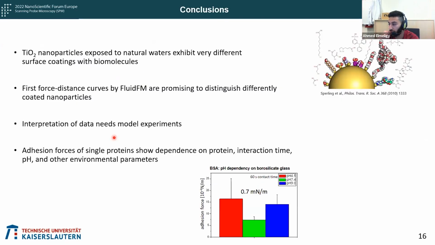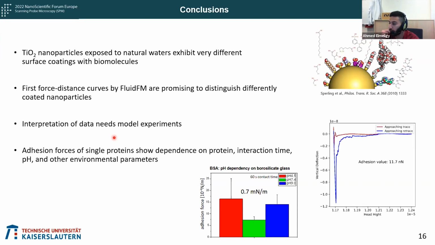To conclude what I have said over the last roughly 9 minutes, titanium dioxide nanoparticles exhibit different coverage when they are exposed to the environment. We are going to investigate this attachment by using force curves, by using fluid AFM. We need model experiments to look up to and to compare our work with, like I showed you in the last few slides. The most important point is to show how these single proteins later on are going to differ with the contact time, the presence of pH, and several other environmental parameters that could be available in river water.